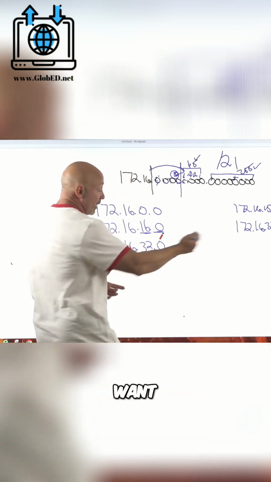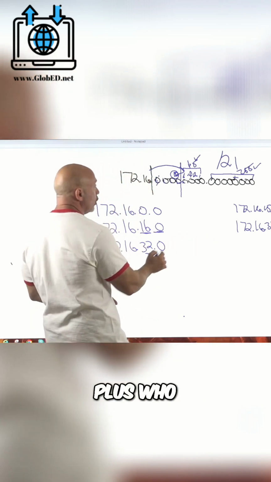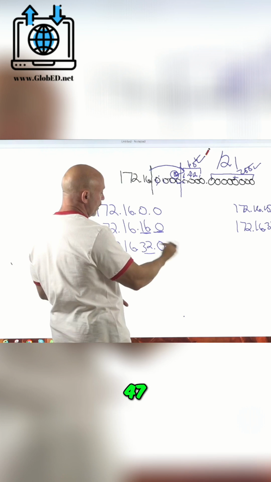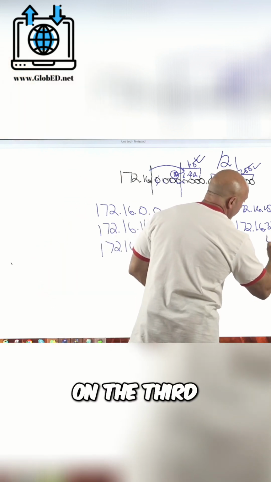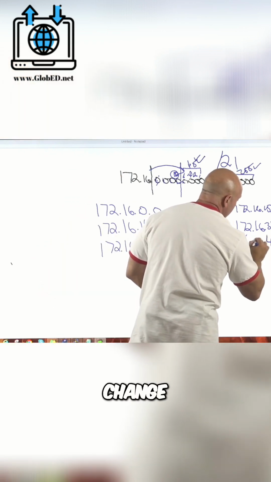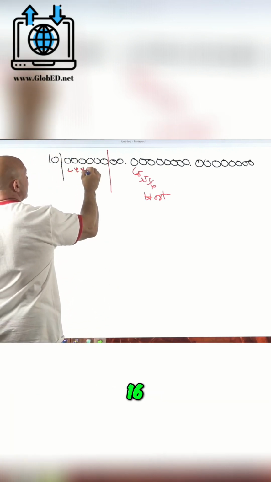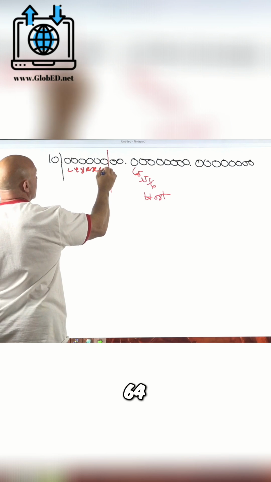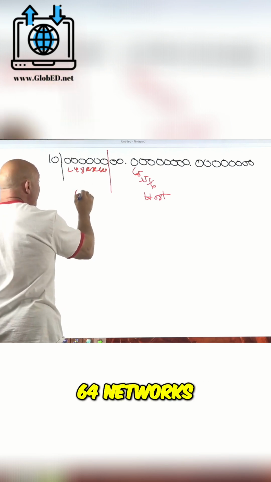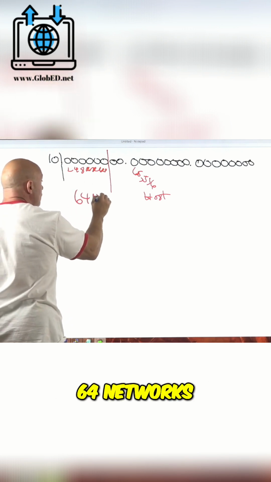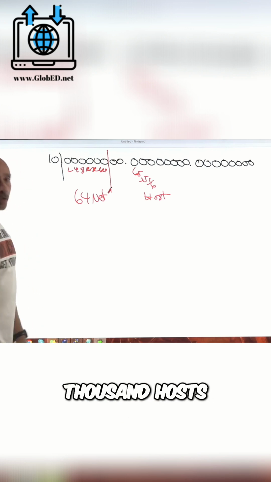That is it. And again, if you want to get the broadcast, 32 plus who? 15 is what? 47. So you got 47 on the third octet. These do not change. They remain. All right? Okay. How many networks you have? 2, 4, 8, 16, 32, 64. So you actually have 64 networks with a couple 100,000 hosts on each network, okay?